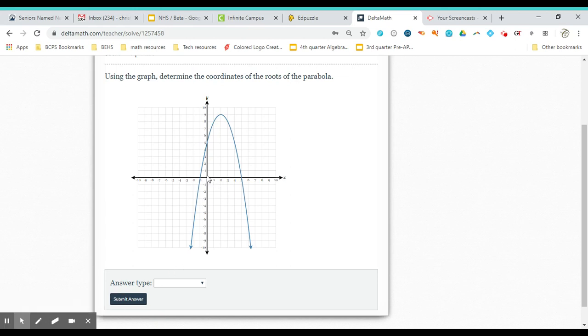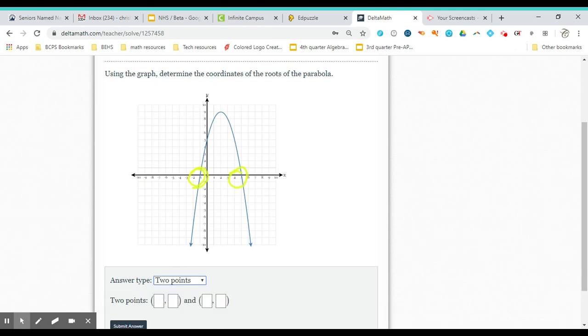The roots are the 2 places that cross the x-axis. The 2 places that this parabola crosses the x-axis are right here at -1, 0, and over here at 5, 0. What's important that you know today is before putting your answer, you have to choose the answer type. This answer is going to be 2 points. So you first need to choose the answer type, 2 points. Then you can type in your answer.